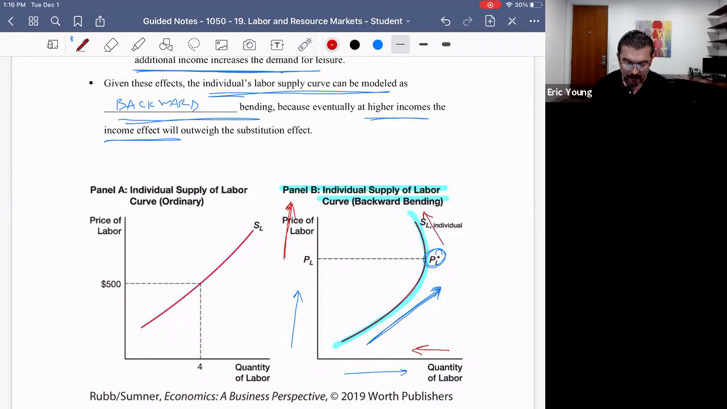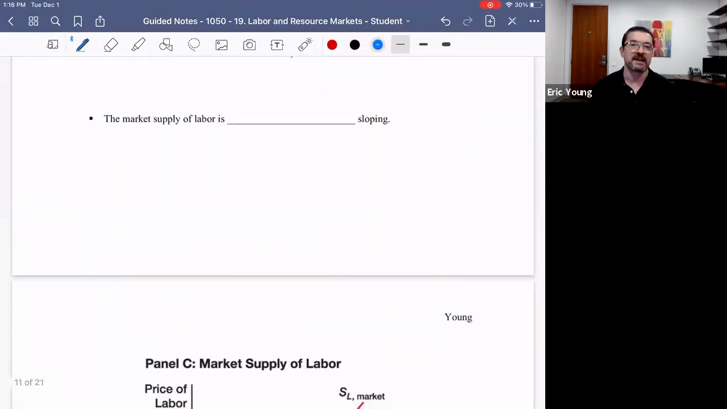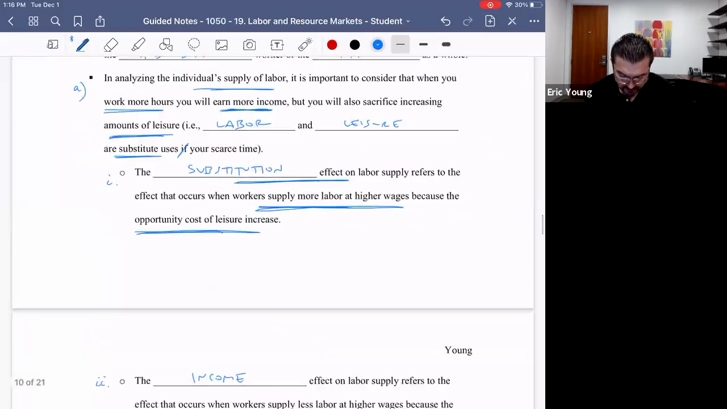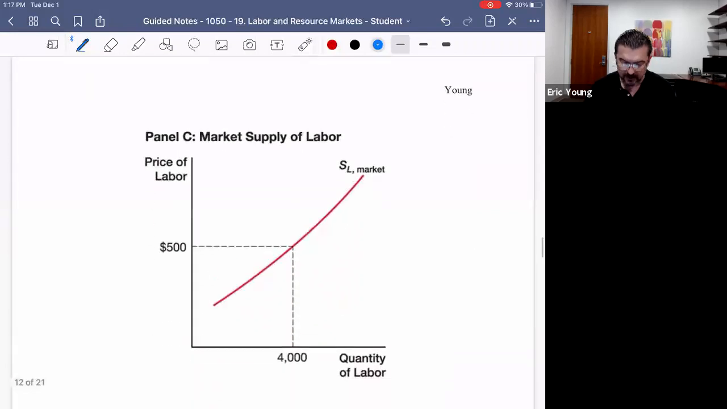Okay, this is the backward bending theory, and this reflects the individual, not the market, but the individual labor supply curve. Okay, the market labor supply curve is easy. So again, our first one, A, was the individual. At the market level, very easy, very common sense. The market supply of labor, like all market supply curves, is upward sloping. And that's going to look like this.